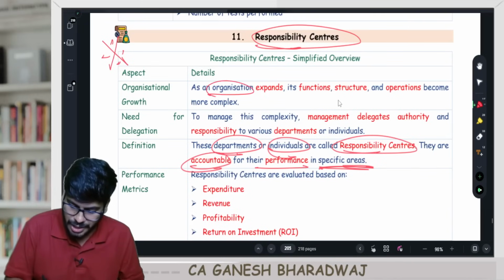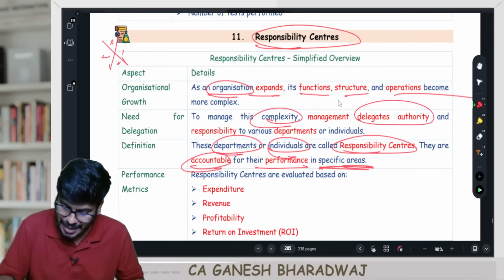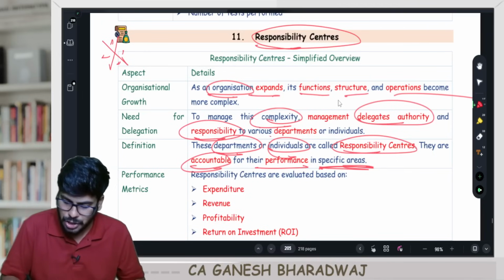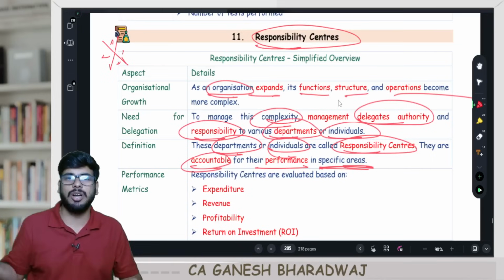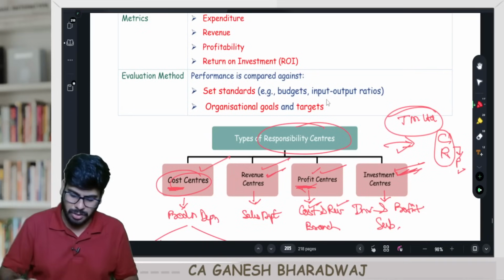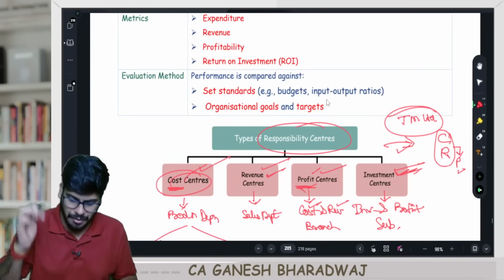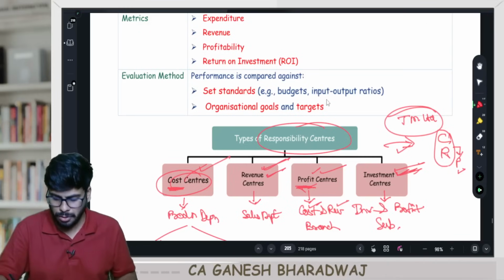So this is one more theory exam question. As an organization expands, its function, structure and operations become more complex. To manage these complexities, the management delegates the authority and responsibility to various departments or individuals or branches, and these are called responsibility centers. If I'm responsible only for incurring cost, it is called a cost center. Responsible only for generating revenue, it's called a revenue center.